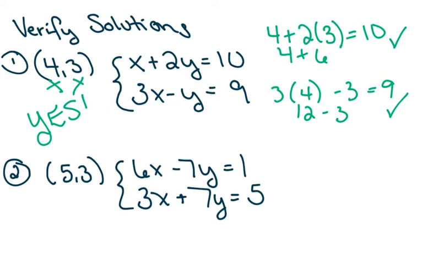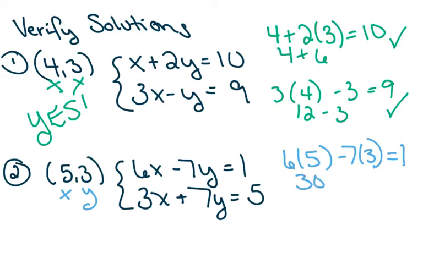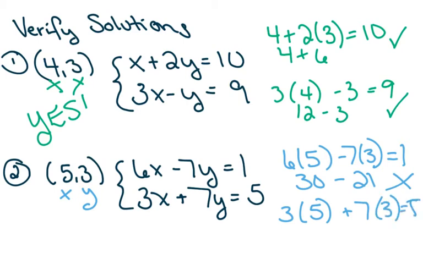Okay, on our next one, again, we're going to plug in for our x value and our y value. So we'd have 6 times 5 minus 7 times 3 is supposed to give me 1. So I would have 30 minus 21. Well, that doesn't give me 1, so no. And if I try the next one, 3 times 5 plus 7 times 3 is supposed to give me 5, so that'd be 15 plus 21, no, that doesn't give me 5, so that doesn't work.